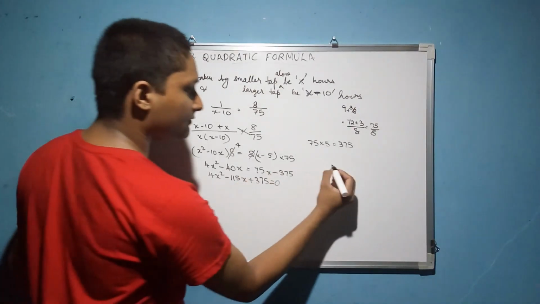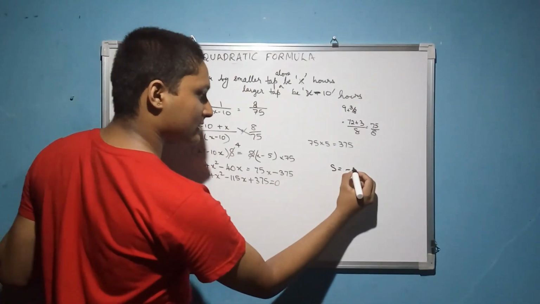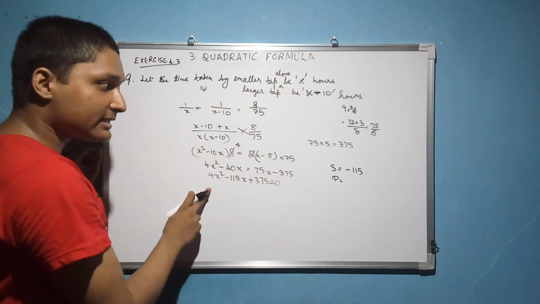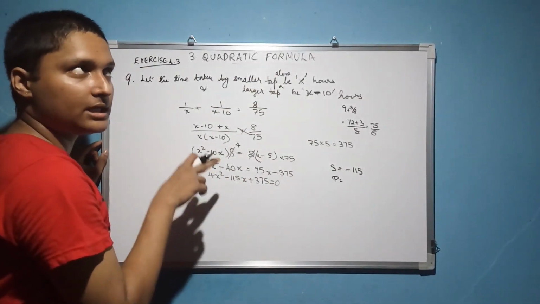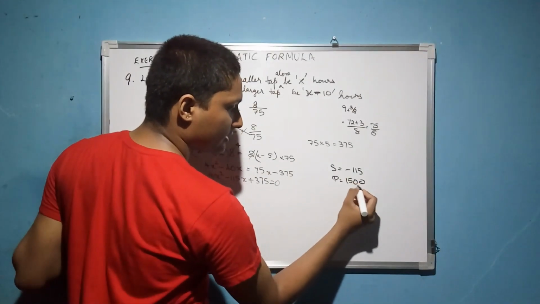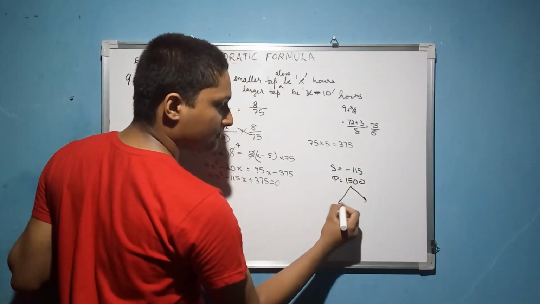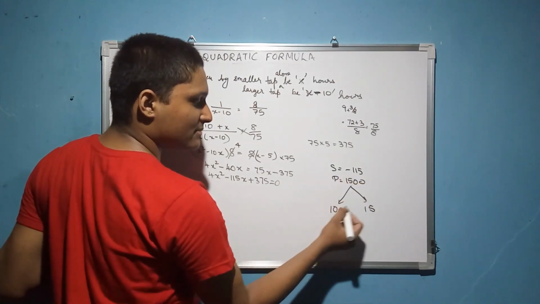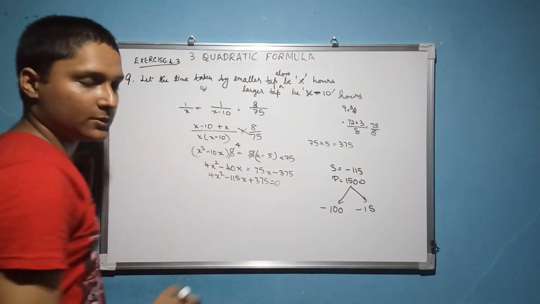For the factorization method, we need the sum to be minus 115 and the product to be 375 into 4. 375 into 4 is going to be 1500. Okay, 1500. If I prime factorize and make it into two things, it is going to be 115. Since the sum is negative, I need to take both of them to be negative.